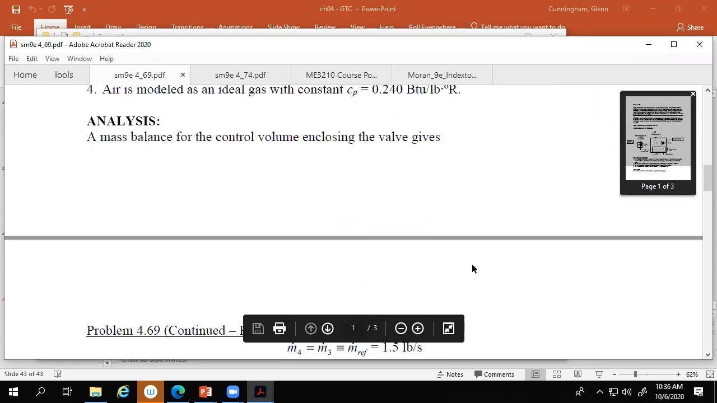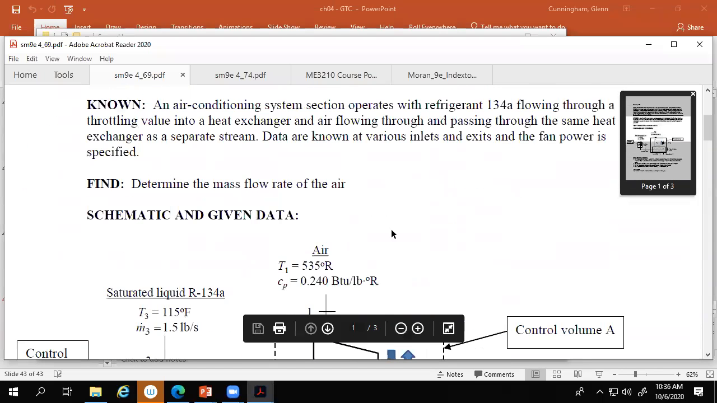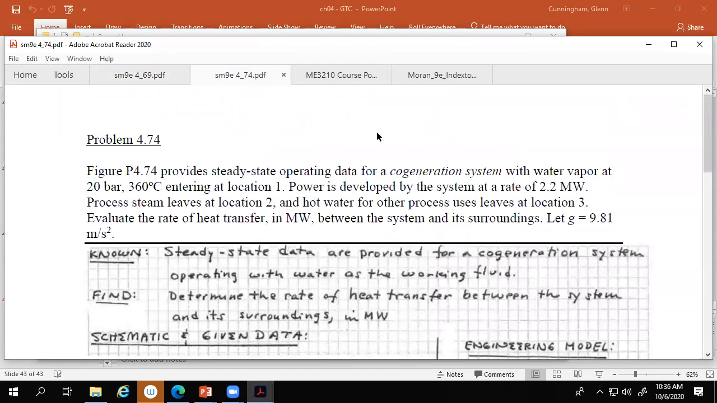How are we doing here? 36. Let's take a look. Yeah, I got one more laid out here. It's pretty quick. Yeah, and I like this problem.